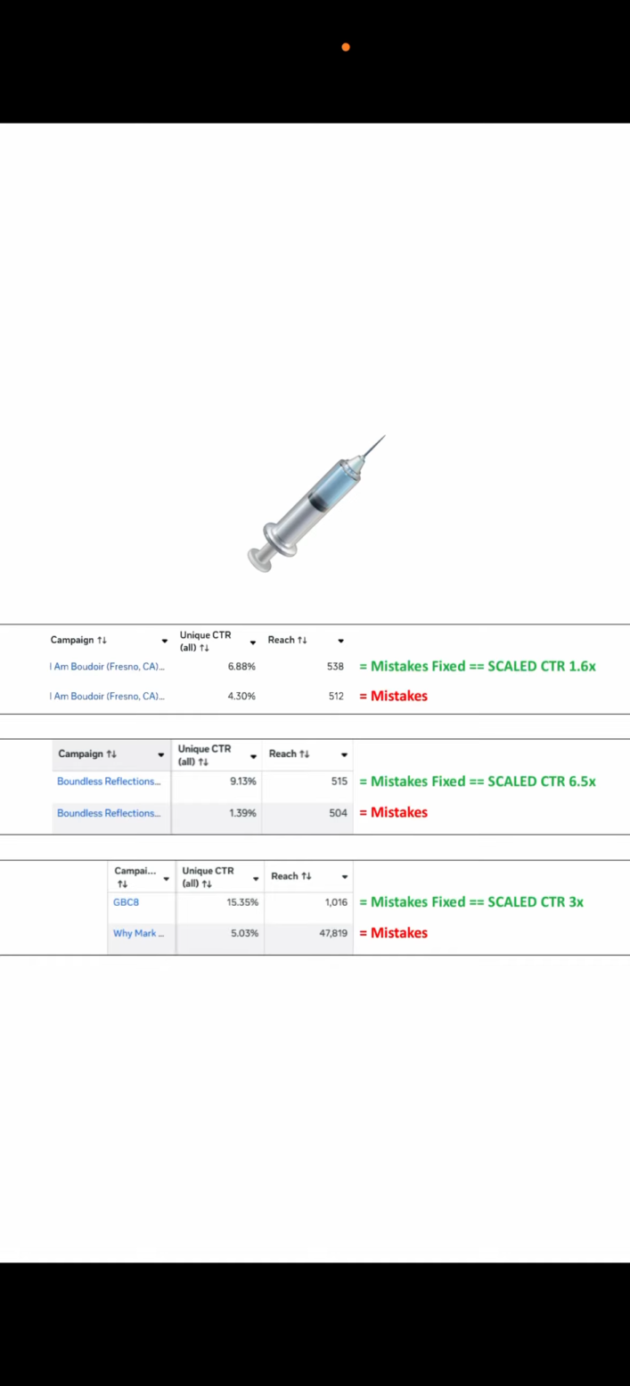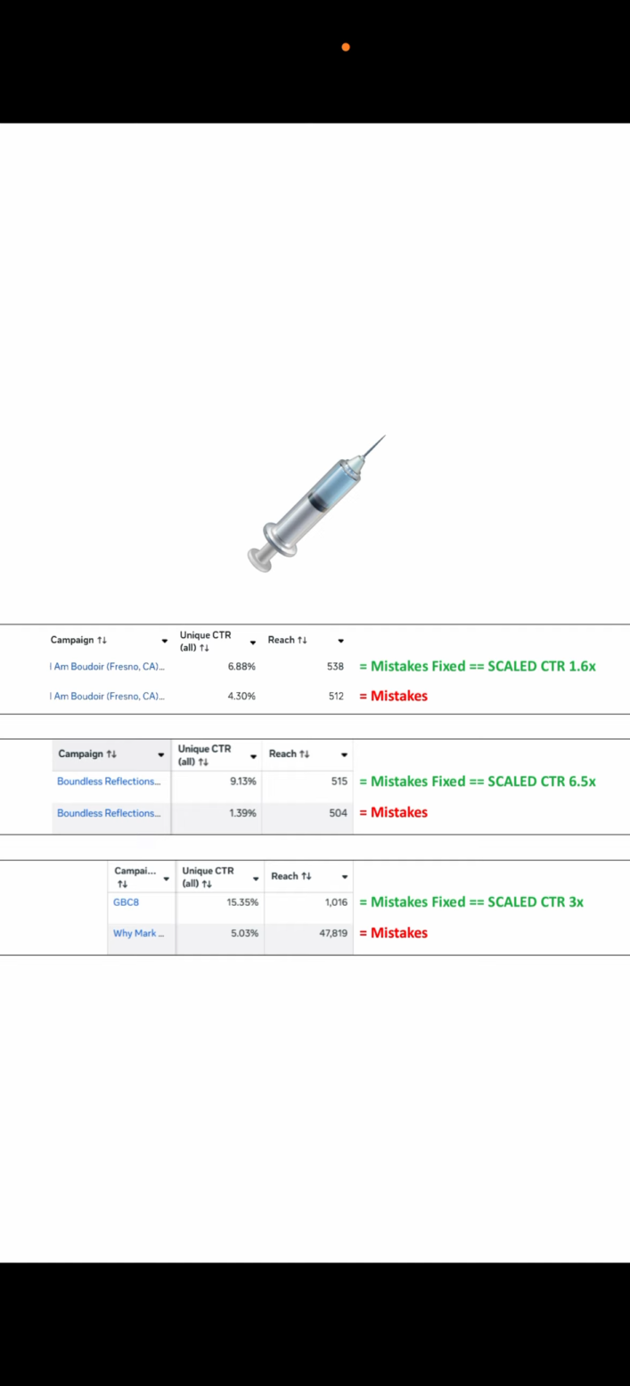Second ad down below, unique CTR was basically 1.5 people out of 100 entering their brain. Had some mistakes. I fixed those mistakes. Scaled CTR 6.5x. That one was insanely good. So now our ads are entering way more people's brains, much higher probability of purchases.